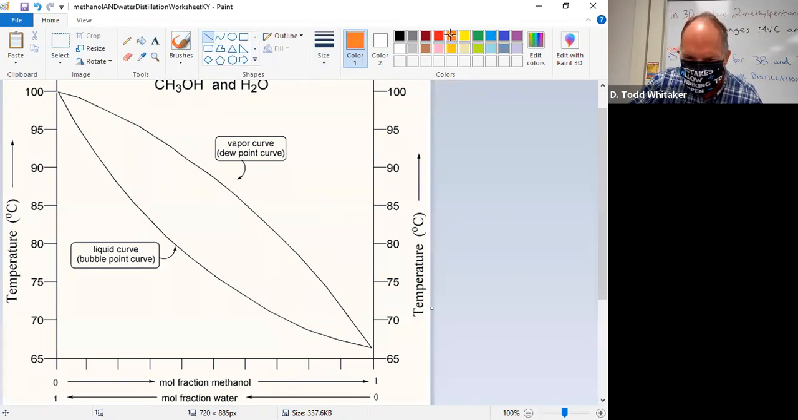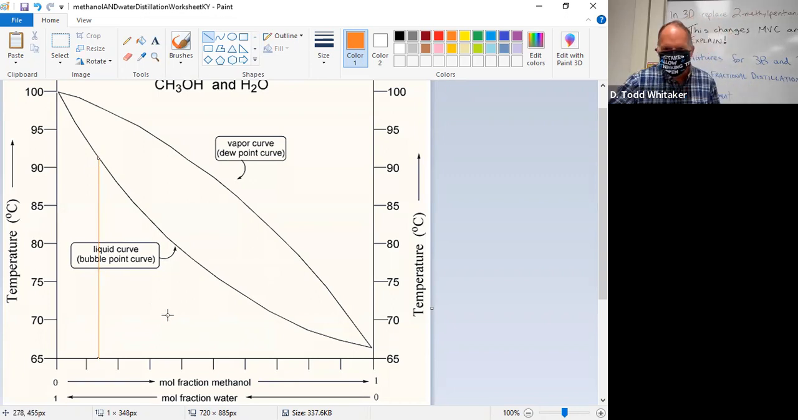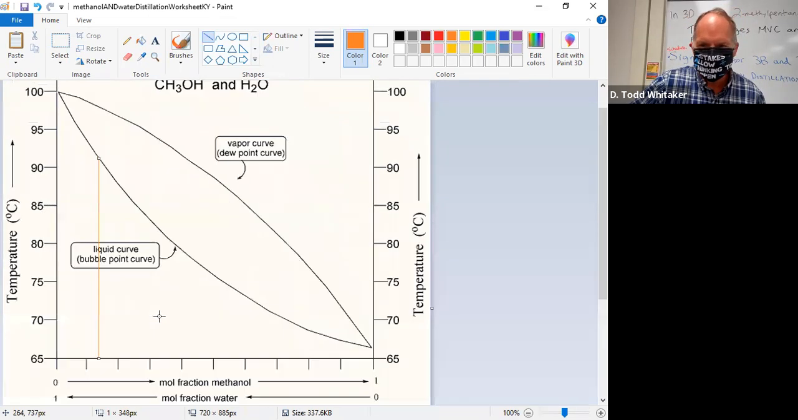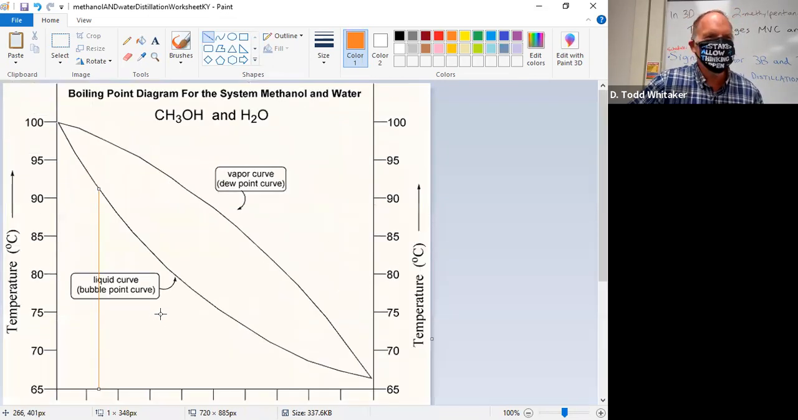And how about orange? 0.136 was about right there. Do we like where I put that? Now I can see when it's vertical because I don't have any edges on the line there. There. That's where it intersects the liquid curve. And the question is, what is the boiling point of the liquid? That's how I knew to stop at the liquid curve. And this is just graph reading 101 now.